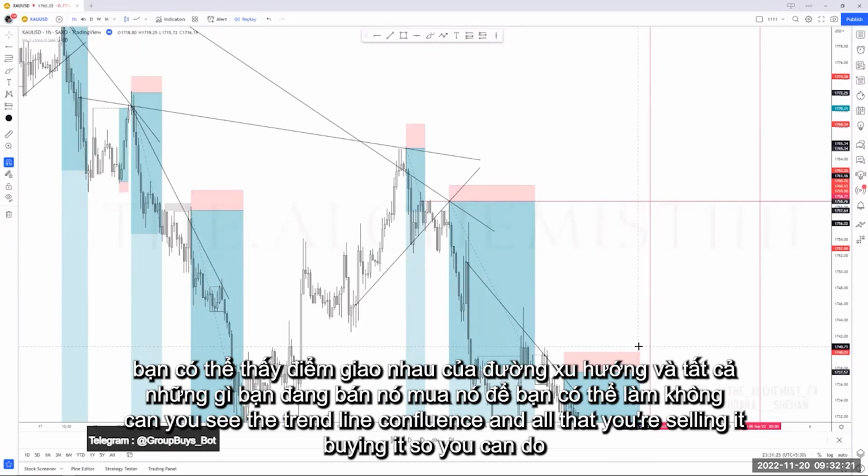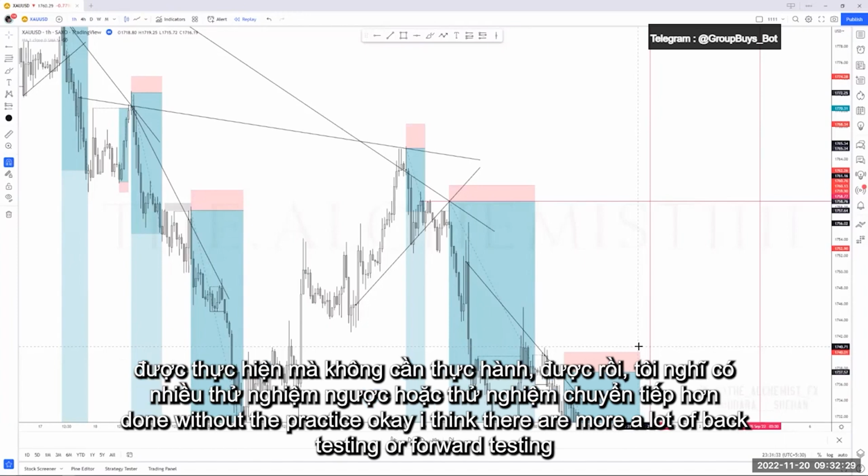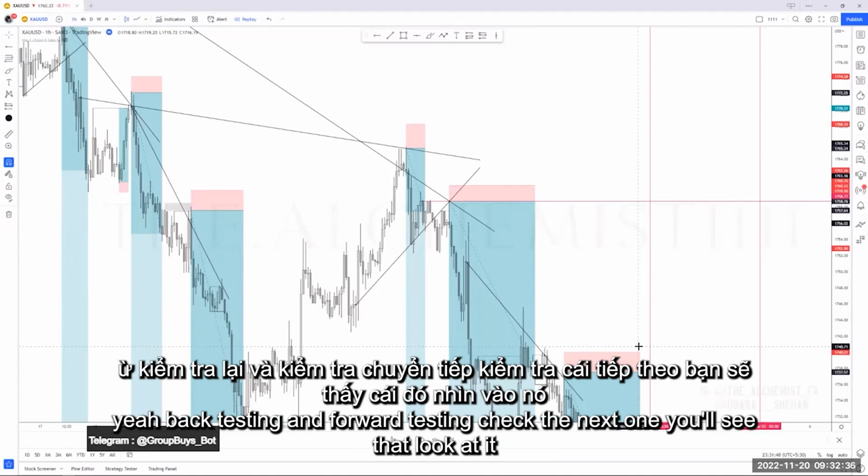Can you see the trend line confluences and all that? Selling it, buying it. You can do any of that, you can do all of that. All it takes is practicing, because nothing can be done without practice. I think there are more, I'll show you more. A lot of back testing and forward testing. Check the next one, you'll see that.